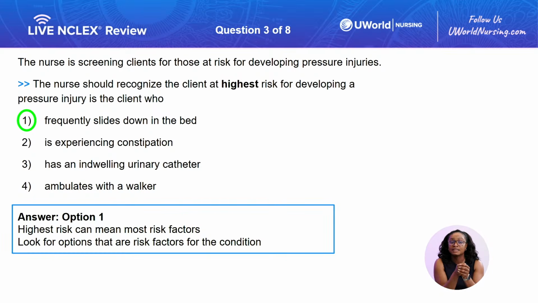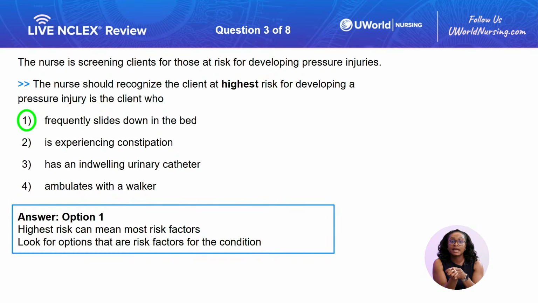So option 2, the client is experiencing constipation. Well, this might make you think in your mind, oh, that means they're probably not walking around, they're very still, they might be immobile. We can't add to this situation. So experiencing constipation doesn't mean that they're actually going to develop a pressure injury. It could increase the risk, but it's not the highest risk. Option 3 is the same way. Just because they have an indwelling urinary catheter and they're not getting up to go to the bathroom, doesn't put them at direct risk for that pressure injury because it's not having anything to do with their skin directly.